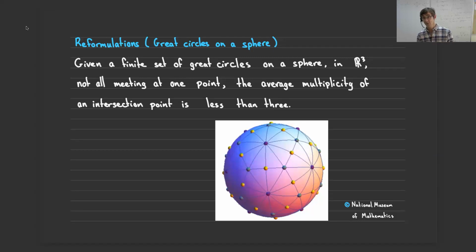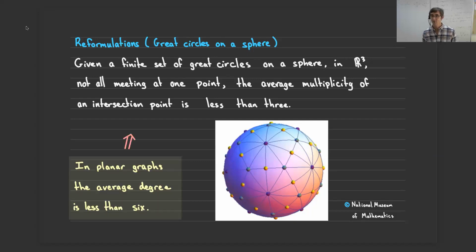The nice thing about this version is as soon as you've got a bunch of great circles and their intersection points, you have a planar graph. And the average degree in a planar graph is less than 6. And the degree of a vertex is twice its multiplicity. So the intersection points of multiplicity 2 correspond to degree 4 vertices, etc. So there's the theorem. That's Melchior's result. The average degree is less than 6, and so the average multiplicity of an intersection point is less than 3.